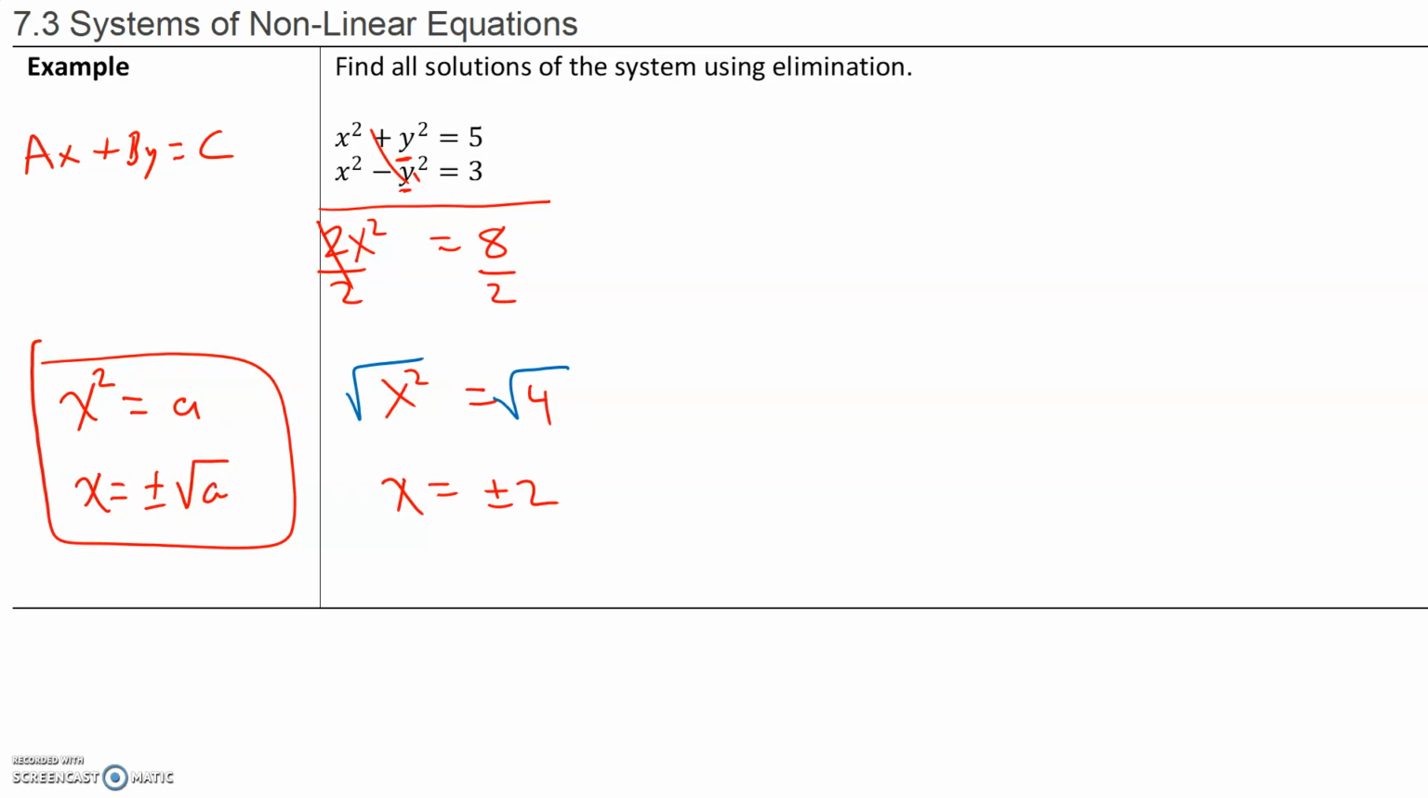All right, now I'm going to have two different cases. Case 1, x equals 2. Case 2, x equals negative 2. And I have to solve for y in each case. So let's start with the first case where x equals 2. And it doesn't matter which equation I use. I'm going to use the first equation.